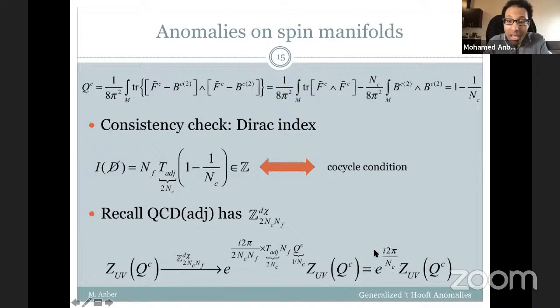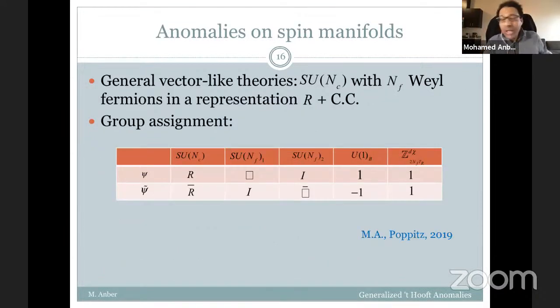And this anomaly has to be matched in the IR, and the matching can happen, for example, by forming domain walls. So basically, the discrete chiral symmetry is going to be broken down to Z_{2N_F} in this case. So this example explains the idea behind this generalized 't Hooft anomaly.